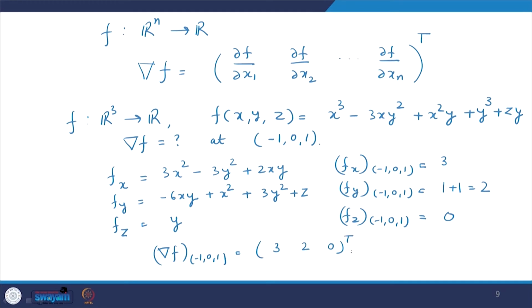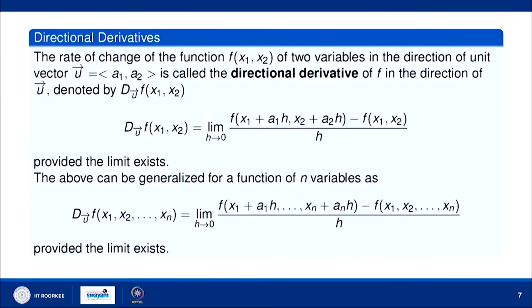So, in this way we can find the gradient of f, but this small term gradient of f plays an important role in various aspects. Let us understand this one by one. First we come to the directional derivative, then we will see more geometrical interpretations of the gradient of f. So, what do we mean by the directional derivative of f?